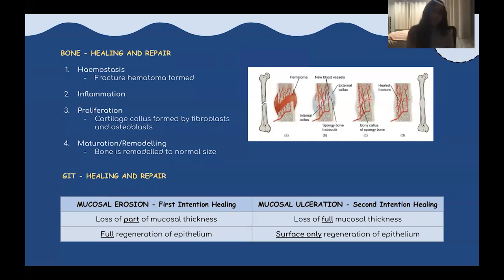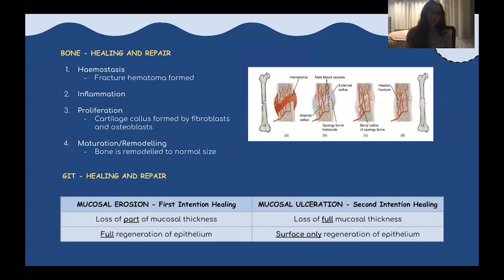Then in the GIT, you have two specific wounds that occur. So you have a mucosal erosion, which is a smaller wound and usually heals by first intention. And then you have mucosal ulceration. So this one will usually heal by second intention, and it's usually a larger wound with more tissue loss. And the key differences to know there are that once the healing process has occurred, you have only loss of part of the mucosal thickness in mucosal erosion, whereas in mucosal ulceration, you'll have loss of the full mucosal thickness.